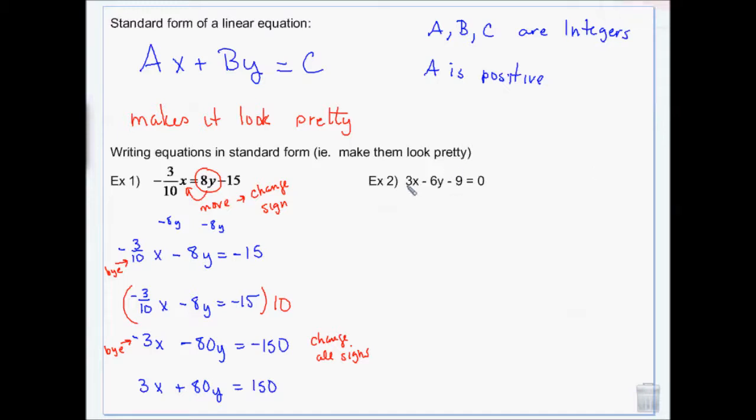Sometimes it's very simple. 3x minus 6y minus 9. I have to take this and move it, because I want my number to be alone on the other side. So I do 3x minus 6y equals 9. This is already positive. They're already all integers. So I'm done.